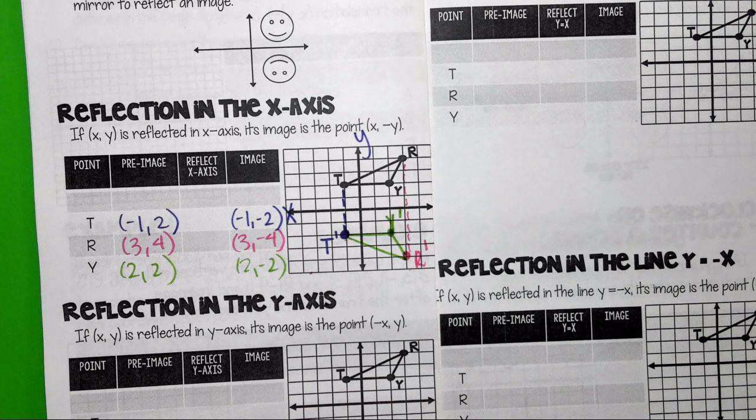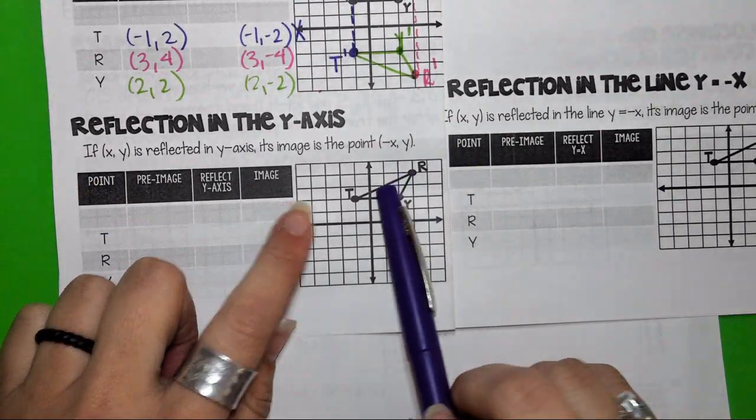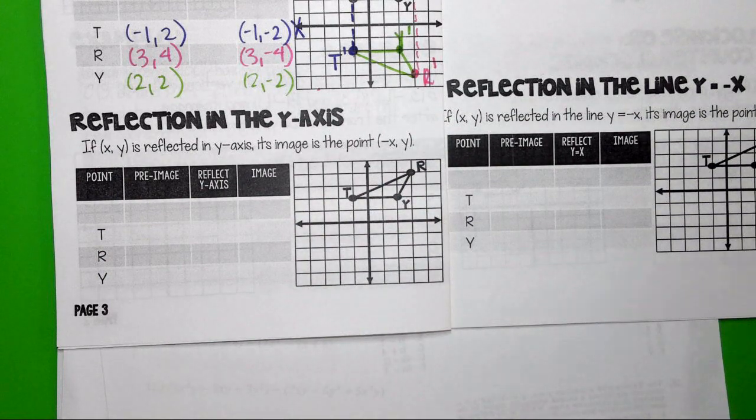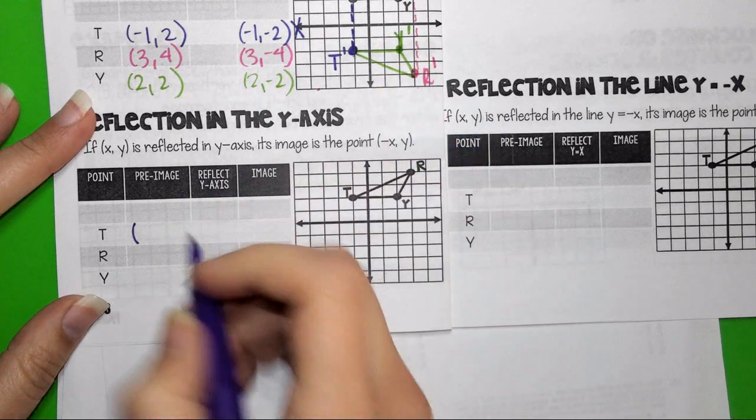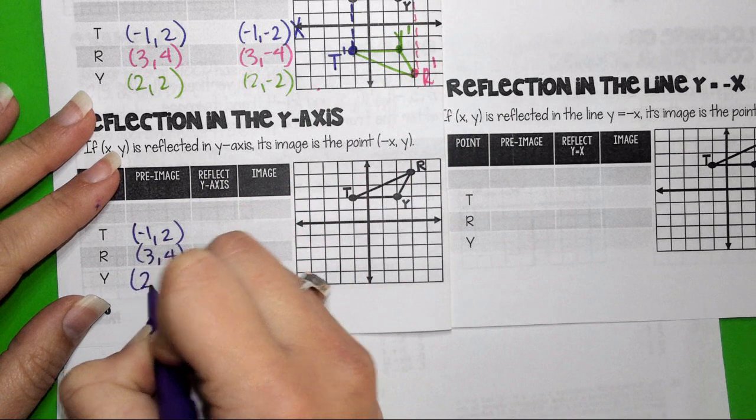So, what if I said that we're reflecting across the y-axis? What would we have to do? Change your x to negative. How did you figure that out? Because you're flipping the y. Good. Are we ready? So we're flipping TRY. And we know that our pre-image coordinates are the same. So it's negative 1, 2, negative 3, 4, 2, 2.